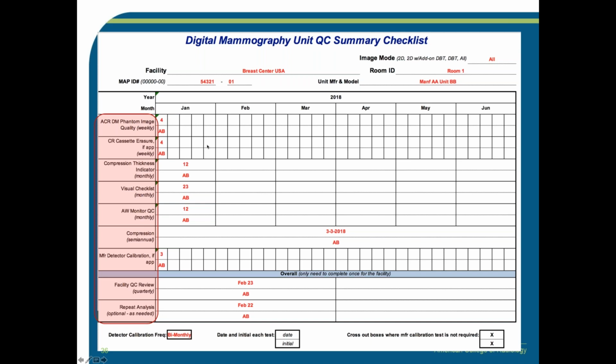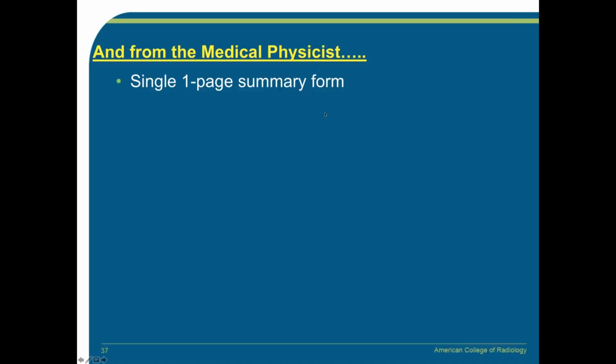CR erasing, 5 boxes. Compression thickness is monthly. Visual checklist is monthly. AW monitor is monthly. Compression is once every 6 months. Calibration, if applicable, may be once a week. Facility QC review and repeat analysis is optional. So with this summary worksheet, it just sort of gives you a snapshot of what you need to do and then did it get completed. So this is a nice worksheet that can be outside of the room.